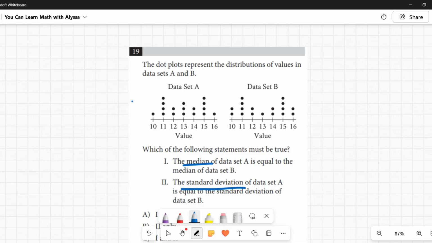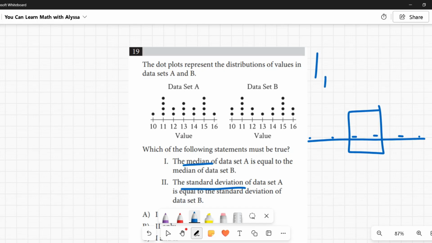Median is the middle value in a data set. Just if you list the numbers, if you were to list them out left to right, what is the number that's right smack dab in the middle? And that happens when we have an odd number of values in the data set. If it's even, you take the two numbers that are physically in the middle and you average them together.